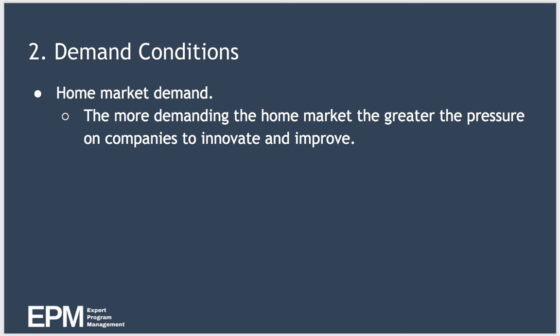So number 2 is demand conditions. And the main factor of demand conditions is really home market demand. So to have a competitive advantage for an industry, there must be very strong home market demand for the product or service that these companies are producing. Now, in fact, the more demanding home market customers are, the greater the pressure on companies to innovate and to improve. And these demand conditions create a competitive advantage for that nation over time.